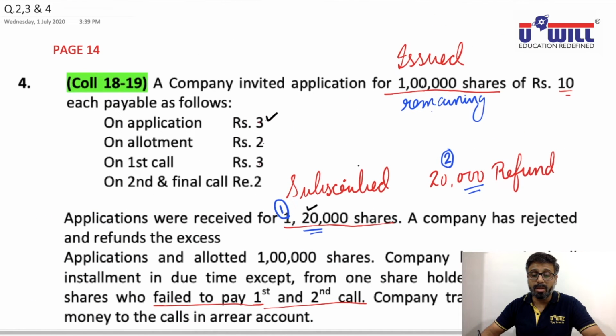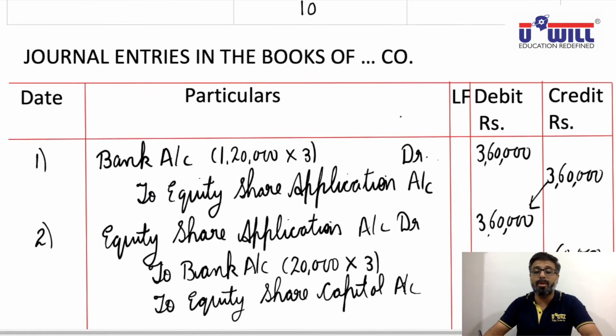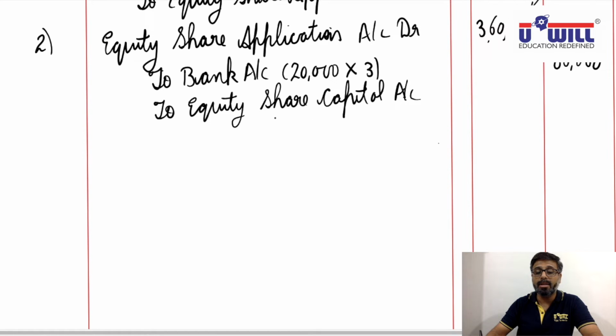As I said to you, first entry we will pass with 1,20,000 shares. Second refund we will do with 20,000 shares, and after that all with 1 lakh. So even this amount with 1 lakh. Now henceforth every amount you do record with 1 lakh. So remaining 1 lakh shares after refunding 20,000 into 3 rupees, 3 lakhs we transfer to share capital.